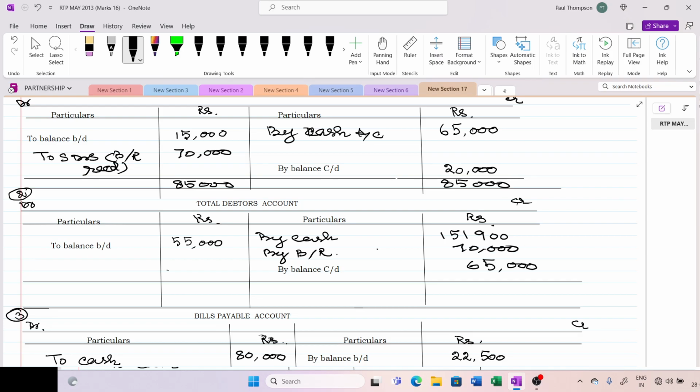We have to write here 70,000. So if we total all this, 151,900 plus 70,000 plus 65,000 comes to 2,86,900. Copy this, 2,86,900. We will be getting the credit sales to sales account. Credit. What is the balancing figure? 231,900. This will go to our trading account.